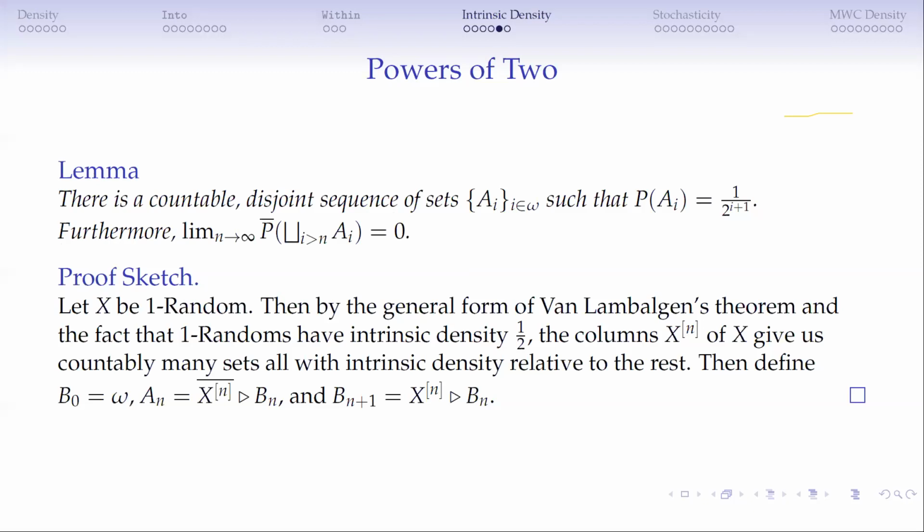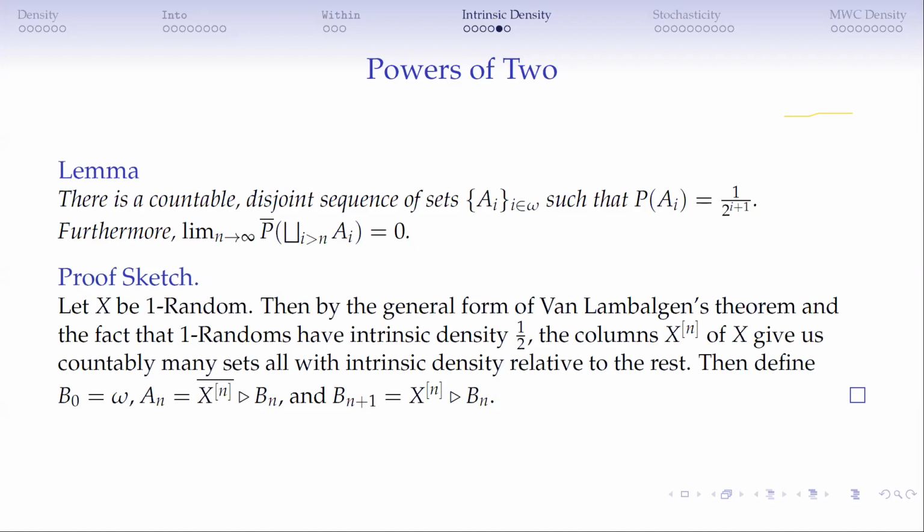So now we have this lemma that says I have a countable disjoint sequence of sets, A sub i, such that each A sub i has intrinsic density 1 over 2 to the i plus 1, and the tail goes to 0. And having seen this lemma, you can already guess the direction this is going, given that I've already told you infinite unions sum up densities. So first, let's just quickly look at the proof sketch.